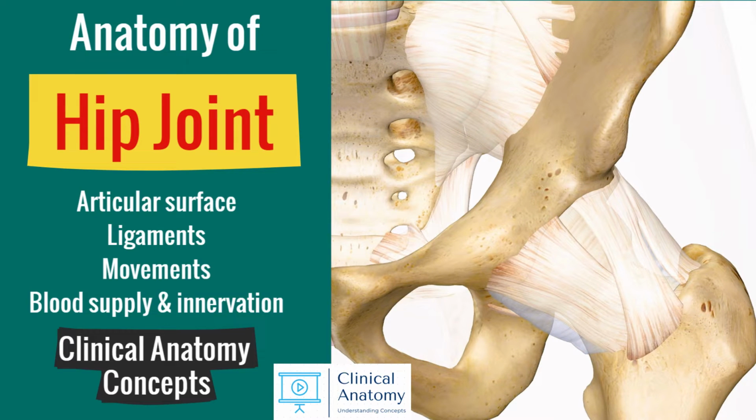Hello everyone. In this video, we are going to discuss the anatomy of the hip joint, which includes its articular surface, ligaments, movements occurring in the hip joint, along with the blood supply and nerve supply of the hip joint.